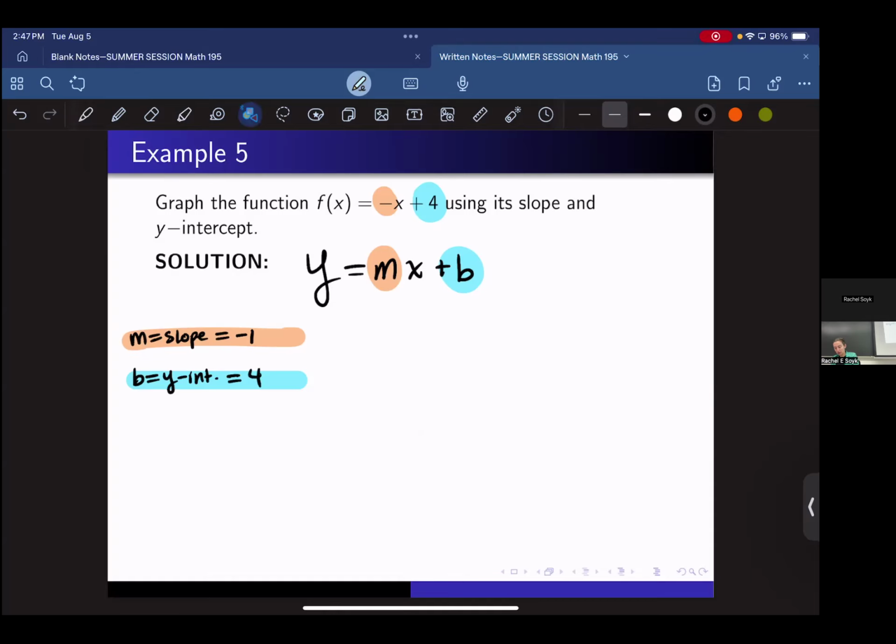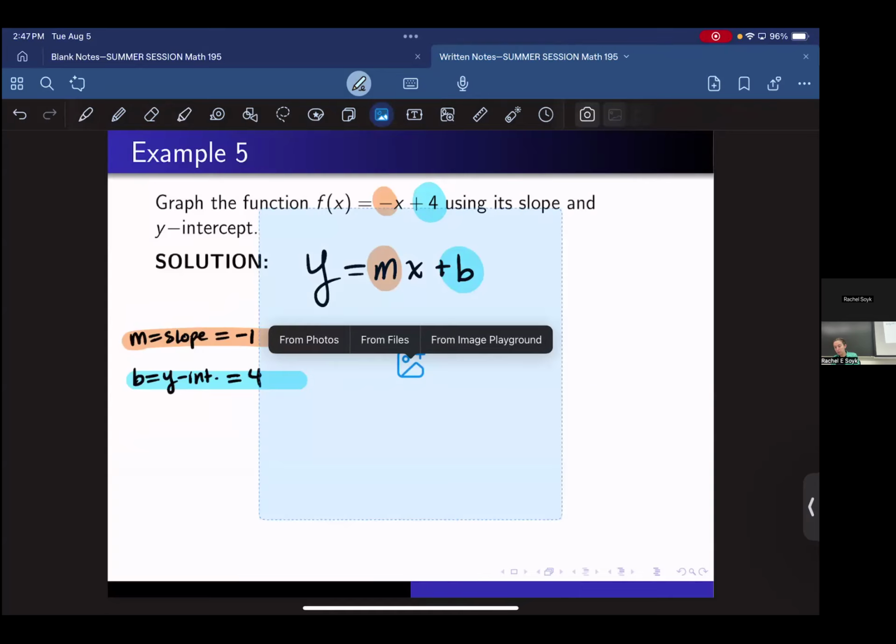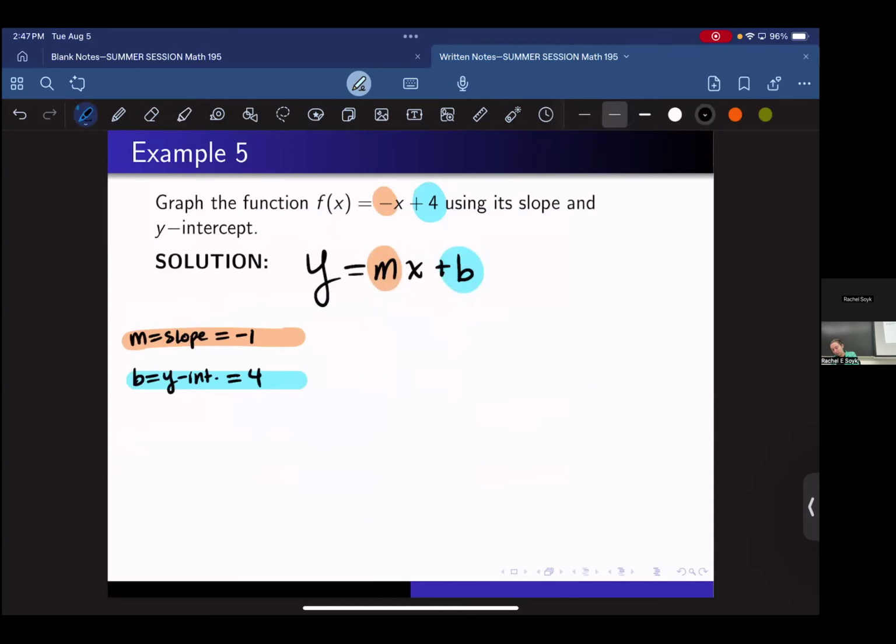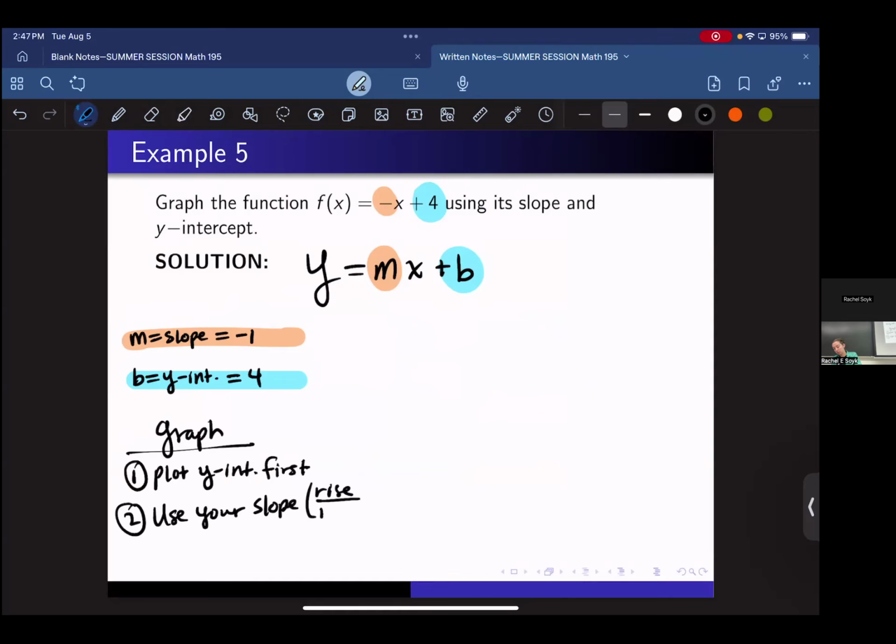So how do we graph this? Always, when you're graphing, you always want to graph the y-intercept first. So plot the y-intercept first. And then use your slope, aka your rise over run, to plot a few more points to connect the dots.